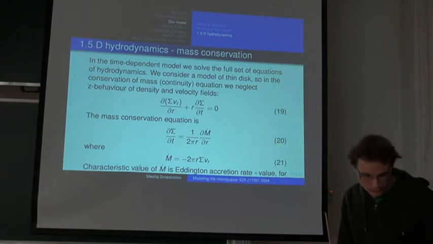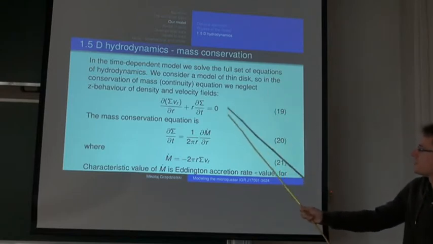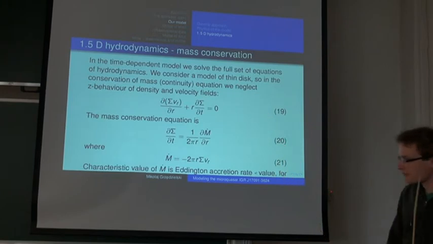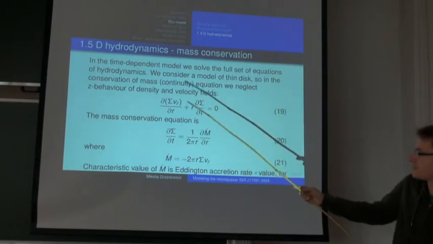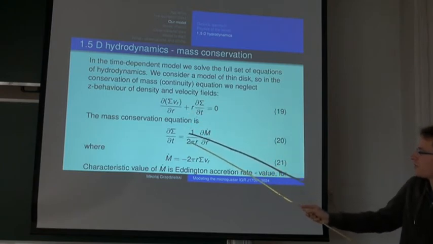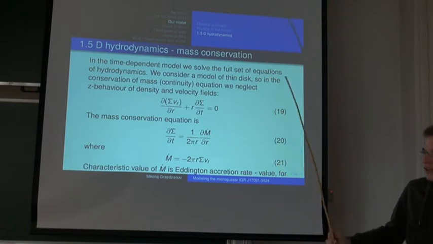I would go on to the full set of equations. The continuity equation: sigma is the density per area, the surface density of the disk. It is a simple continuity equation, mass conservation. M dot is the total accretion rate, it's mass.